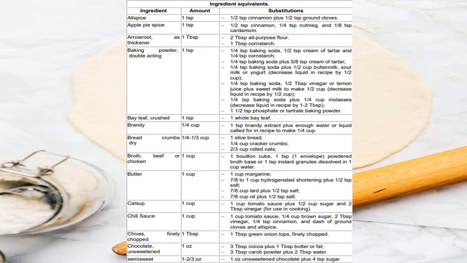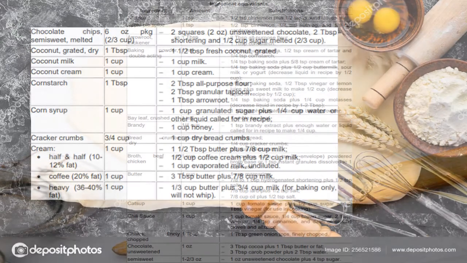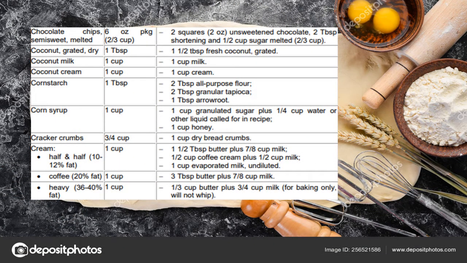Chocolate, unsweetened, 1 ounce. We can replace that with 3 tablespoons cocoa plus 1 tablespoon butter or fat, or 3 tablespoons carob powder plus 2 tablespoons water. Semi-sweet, 1 to 2/3 ounce: we can replace that with 1 ounce unsweetened chocolate plus 4 tablespoons sugar. Chocolate chips, semi-sweet, melted, 6 ounce pack or 2/3 cup: you can replace that with 2 squares or 2 ounces unsweetened chocolate, 2 tablespoons shortening, and 1/2 cup sugar, melted.